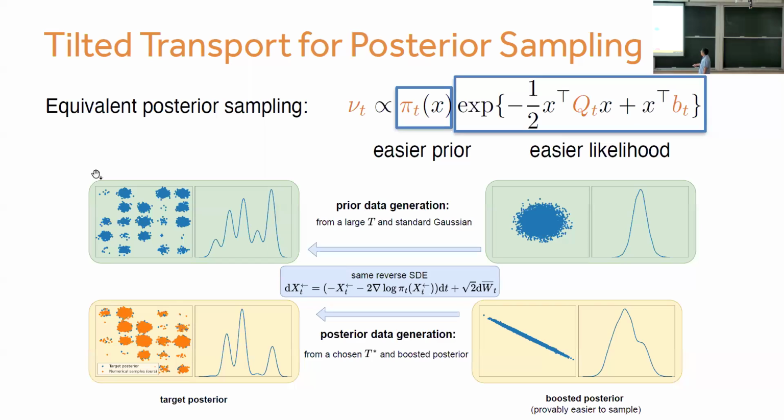And then the bottom left is the target posterior distribution under a certain measurement. It's still multimodal with updated weights. And if we apply our tilt transport technique, the new, or boosted, posterior we need to sample at the T star is much nicer, as you can see. Although it's not log concave, it's very close to log concave, and it's much easier to sample. And after we sample it, we run the same reverse SDE, and we get our target posterior of interest.